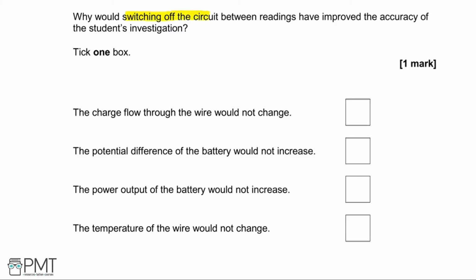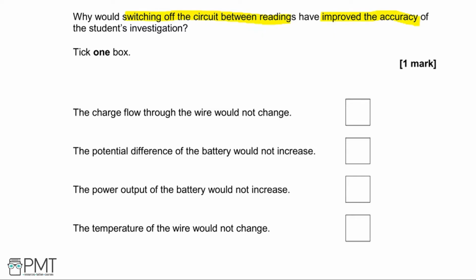Why would switching off the circuit between readings have improved the accuracy of the student's investigation? Tick 1 box. This is a 1-mark question, we just need to select one of the answers. So in this experiment, we are calculating how the resistance of our wire changes according to how we change length. So that means we have 2 of these variables, the independent variable and the dependent variable.